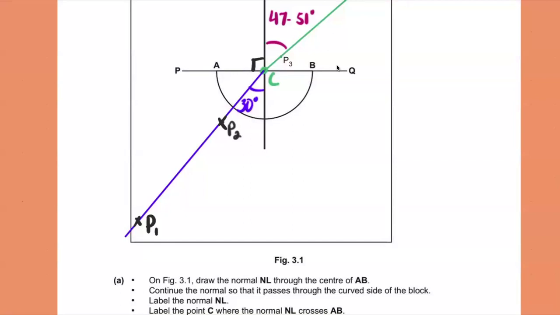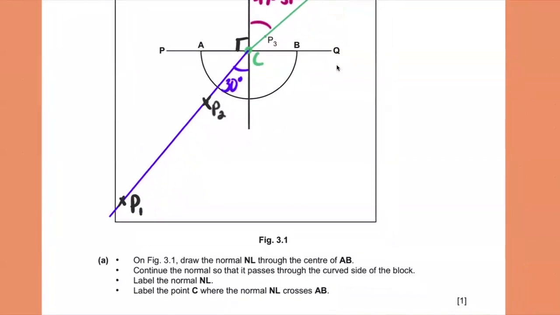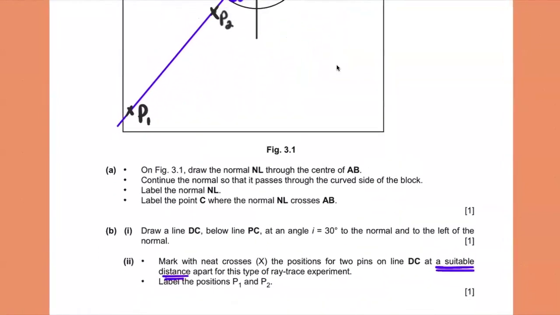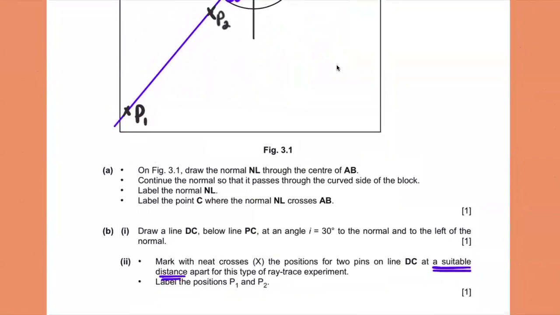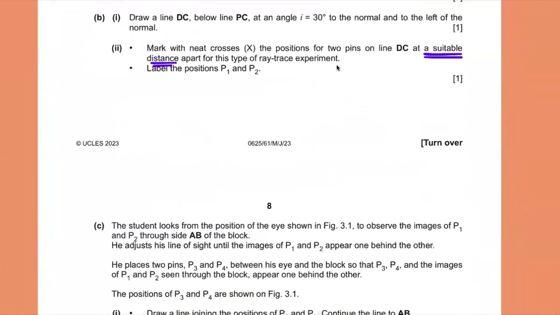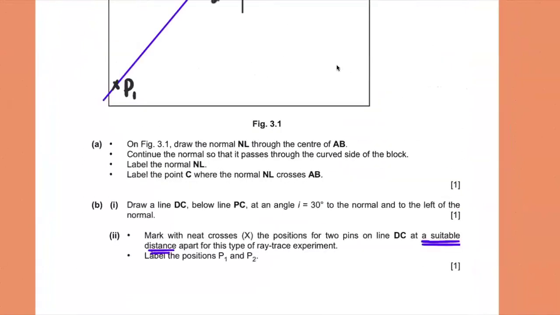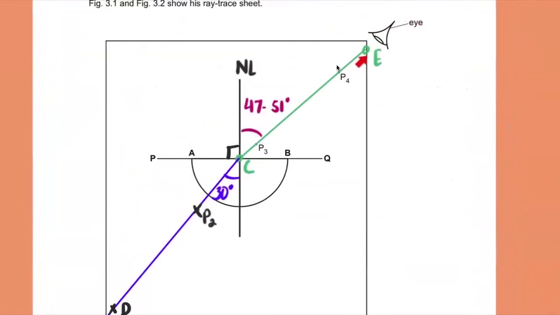Right, so I think what you guys missed is just me taking these some distance further apart, not really all that difficult. Label these pins P1 and P2, which I've done. Student looks from the position of the eye shown in 3.1 to observe the images of P1 and P2 through the side AB of the block. He adjusts his line of sight until the images of P1 and P2 appear one behind the other. You know that this is how we do the experiment. He is looking from here, as is shown, and he adjusts his viewing positions until P1 and P2 appear to be in the same straight line.